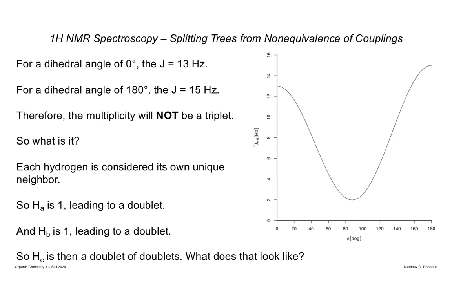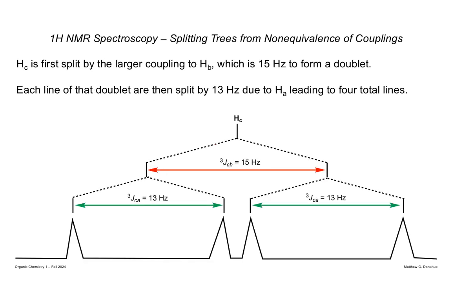So for the dihedral angle of 0, you get 13 hertz. For 180, you get 15 hertz. So the multiplicity cannot be a triplet, because 13 hertz does not equal 15 hertz. Because each neighbor is considered unique, they both lead to doublets, and overall this signal is called a doublet of doublets. So what does that look like?